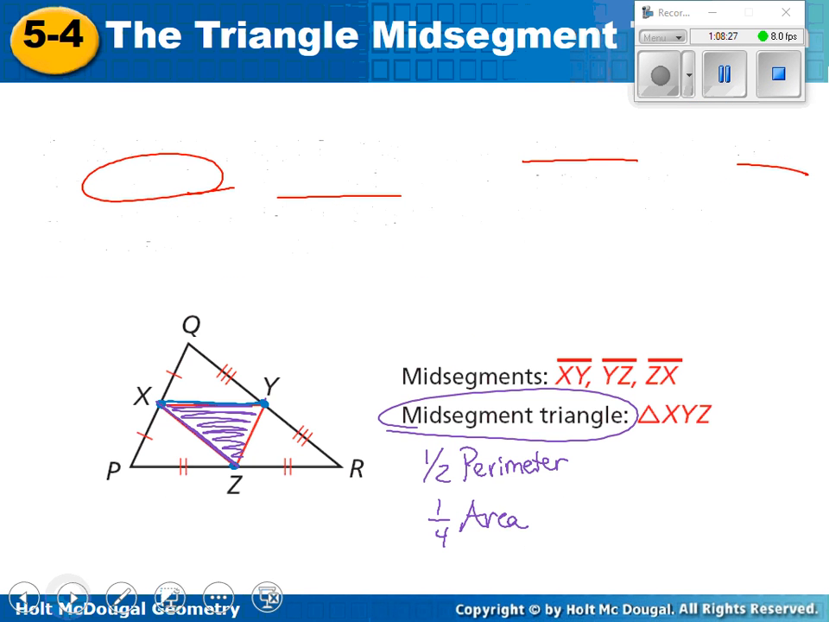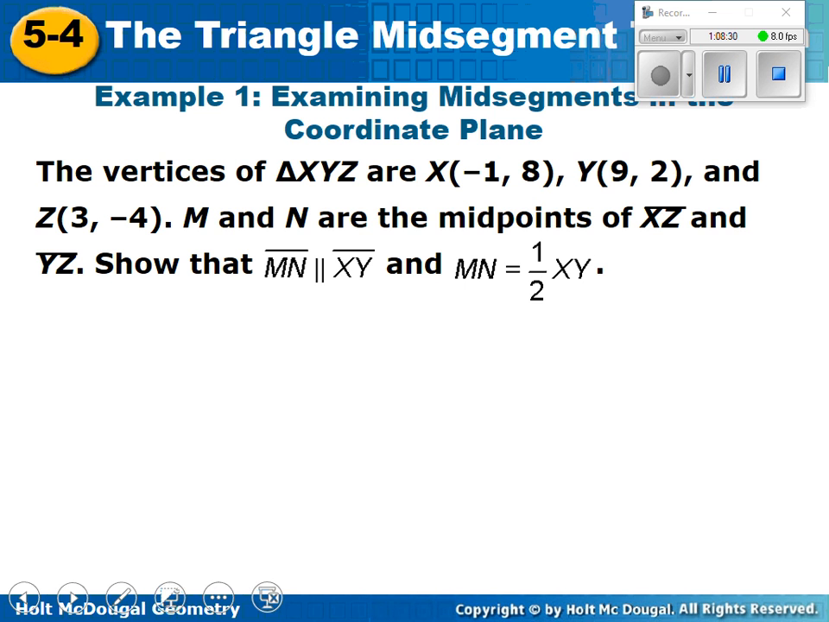So this last problem here, you will have questions like this on your homework, and they are the longest of the questions. It is not a proof in two-column form, but it is showing, so I am looking for all your work to be nice and neat and perfect to get credit, okay? So it's giving you the vertices of the triangle, it tells you some information about M and N, and then it asks you to show two things. One, show that the two lines are parallel, and two, show that one is half the length of the other.